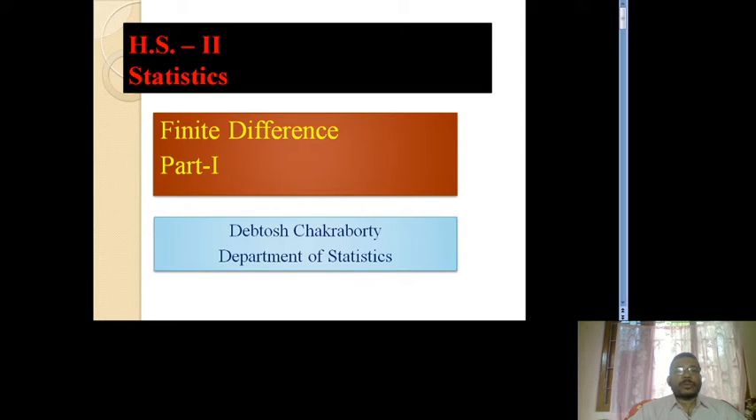Due to the pandemic situation, it is not possible to conduct the classes in the normal classroom situation. So, our college has decided to conduct the classes in the online system. So, this is the first class of HS second year in the Department of Statistics, and I shall discuss about the finite difference in this class.